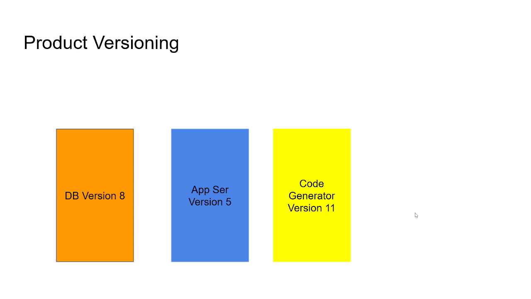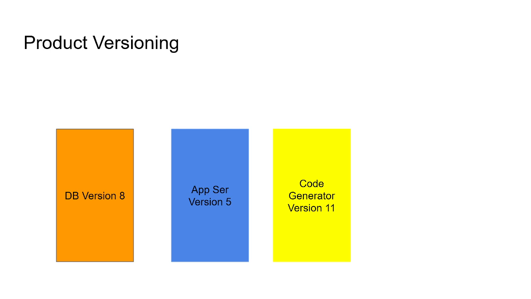Let's say I have 3 middleware products: a database, an application server, and a code generator. And let's assume that the database is version 8, the application server is version 9, and the code generator is version 11. And all 3 need to talk to each other. There's like this triangular compatibility relationship here.